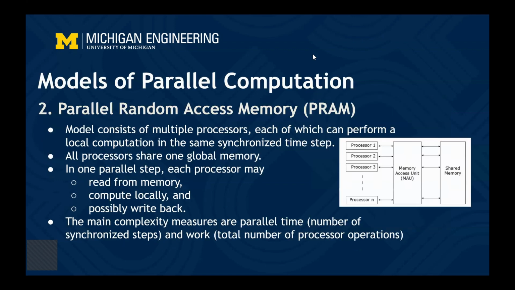The second model of parallel computation is PRAM, parallel random access memory. The model consists of multiple processors, each of which can perform a local computation in the same synchronized time step. The key aspect is that all processors share one single global memory, and in one parallel step, each processor can either read from memory, do some local computation, or write back to memory. The main complexity measures for this form of parallel computation are parallel time and work, which is the number of synchronized steps and the total number of processor operations.